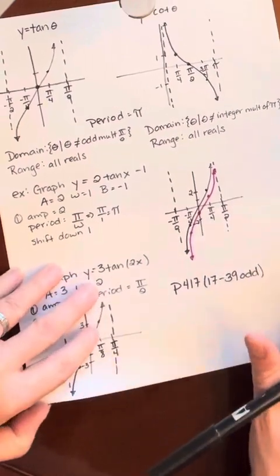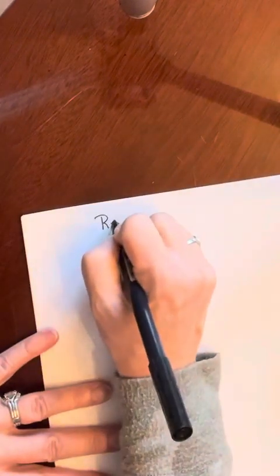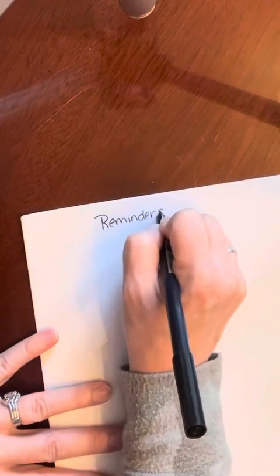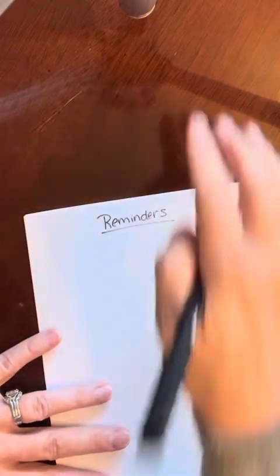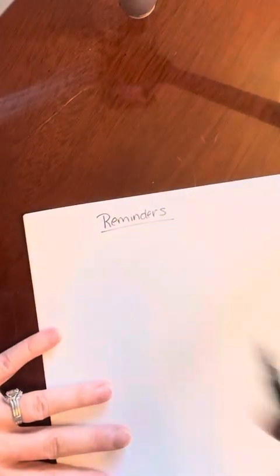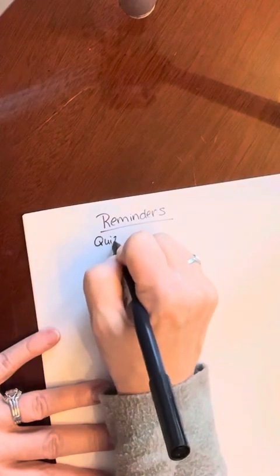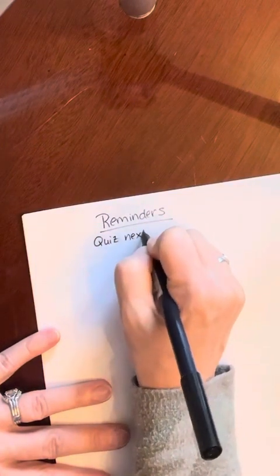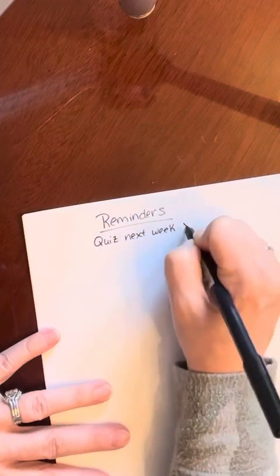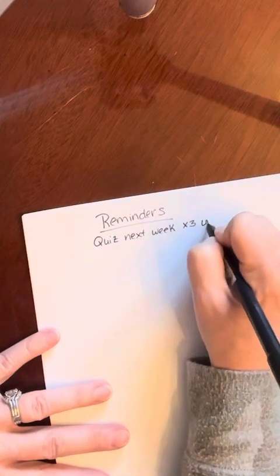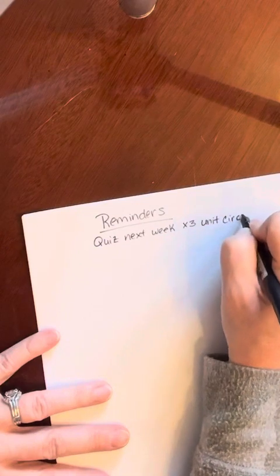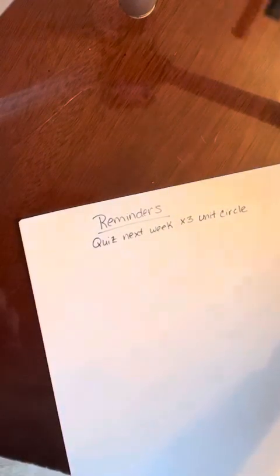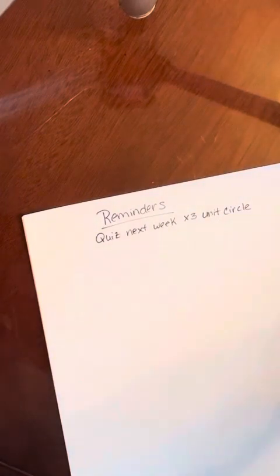A couple reminders though. So let's just do a little quick reminder. Reminders for you guys. All right, reminder number 1, you have your quizzes next week. You will have 3 opportunities for your unit circle stuff. So values on the unit circle. If you got 100% on that quiz before break, guess what? You are off the hook. You don't have to worry about it. But if you didn't get 100%, even if you just missed one, you still have to take them because you have to have 100% on these.